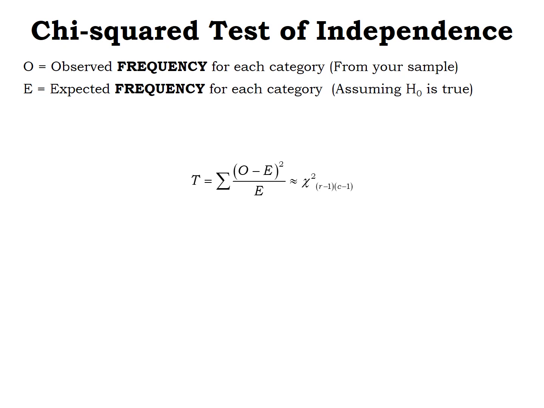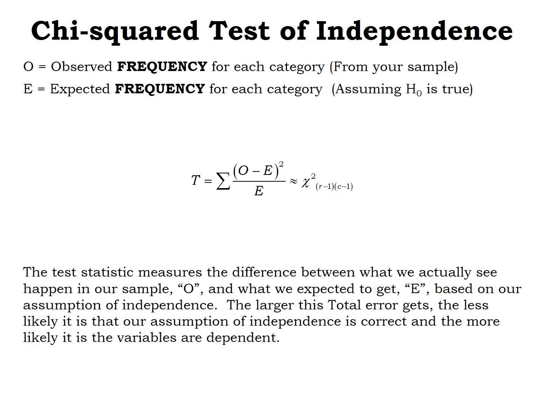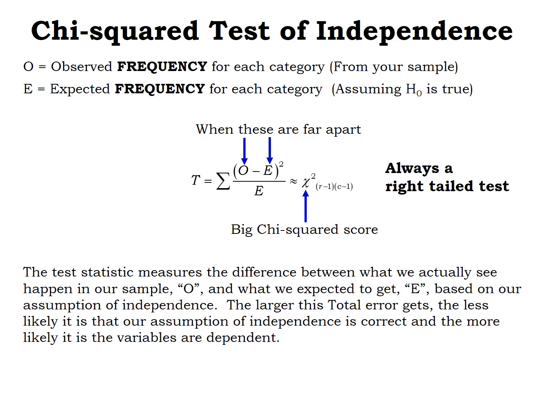So once again, the basic format of this formula is not new to us. It measures how far off what we observe is from what we expect. So it's measuring this grand error in our model, in our assumption of independence. The farther apart our observations get from what we expected, assuming independence, the bigger O minus E is going to get, positive or negative, and when we square either one of those, we're going to get big results. So if we add up big error terms, they're going to add up to a big chi-squared score, which is why the test of independence is always a right-tailed test.